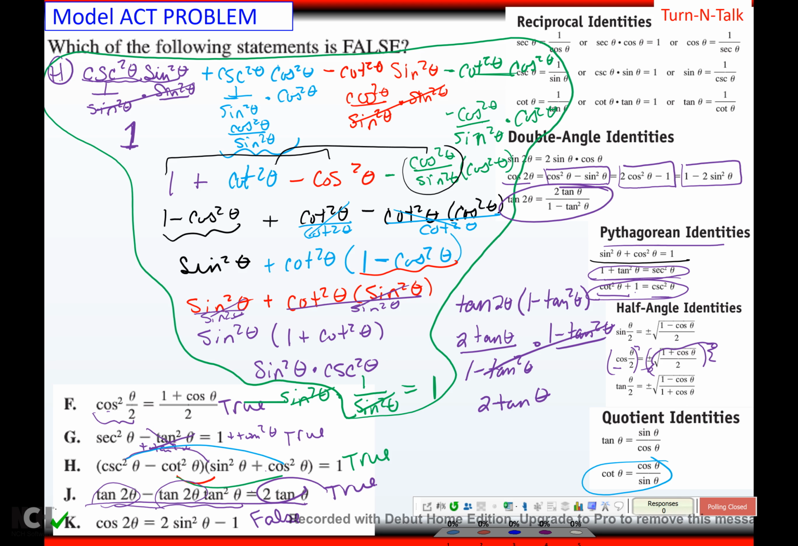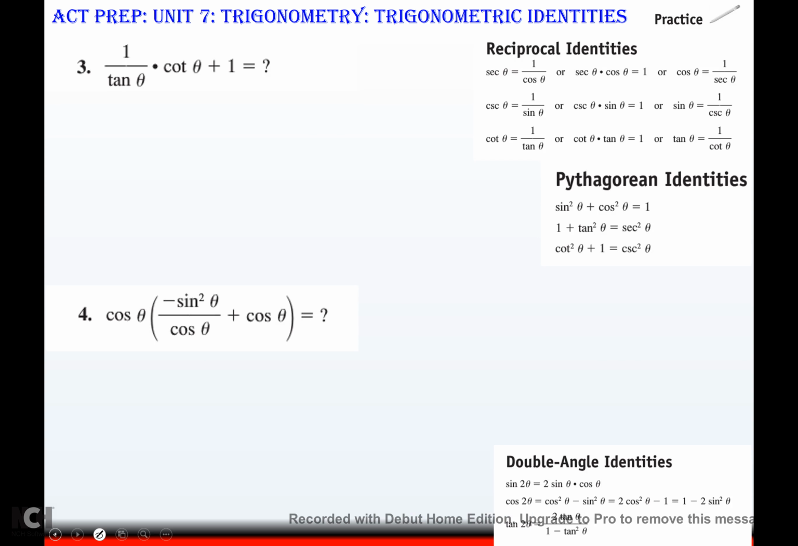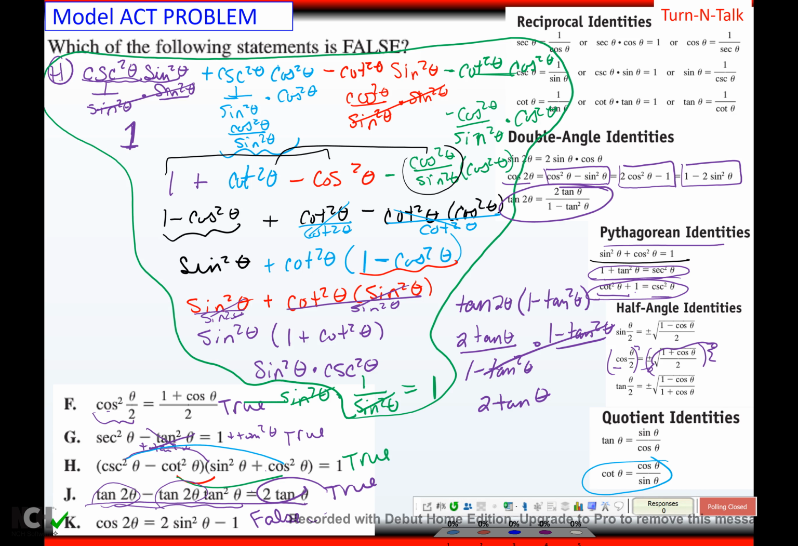Okay? And again, like I said, once you found the false one, I wouldn't have worked the rest of them out. But again, to give you some experience of how you approach these and prove whether they're true or false, well, that's kind of the proof for H. And like you can see, it's long.